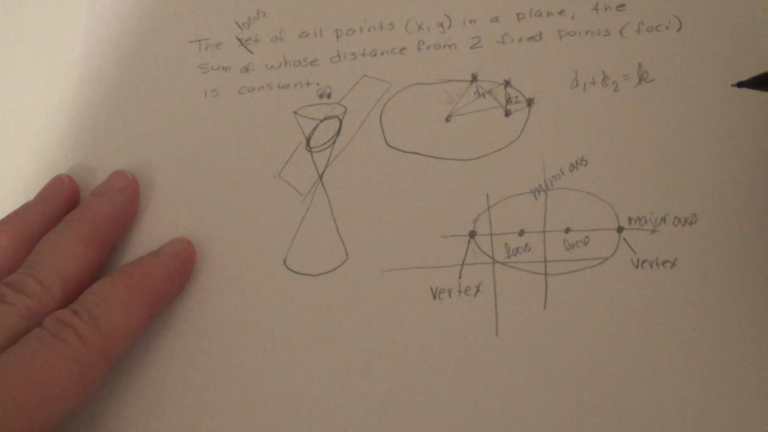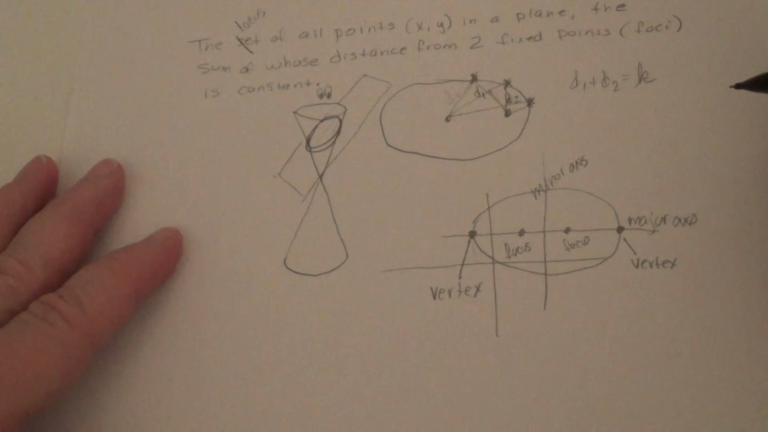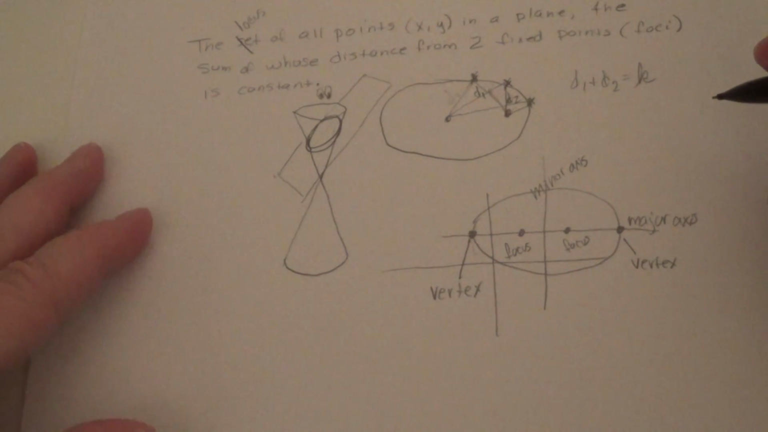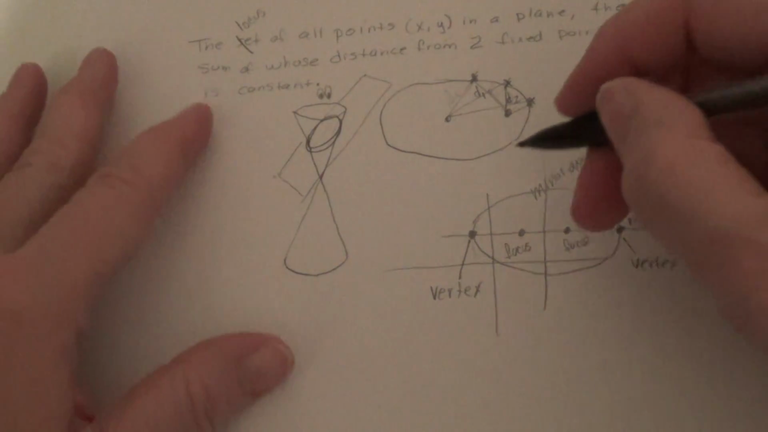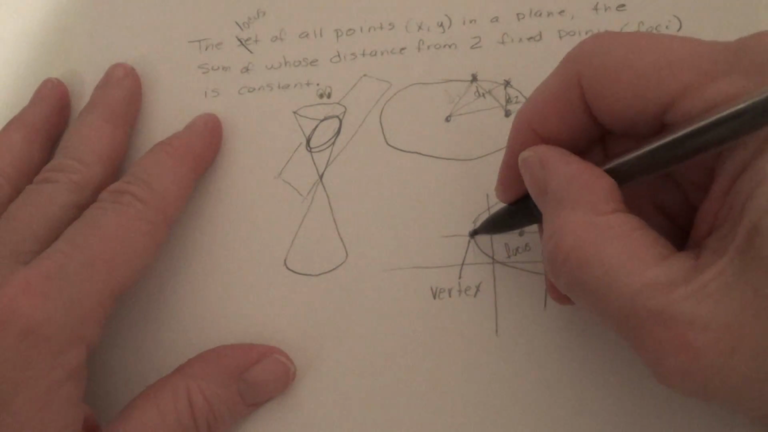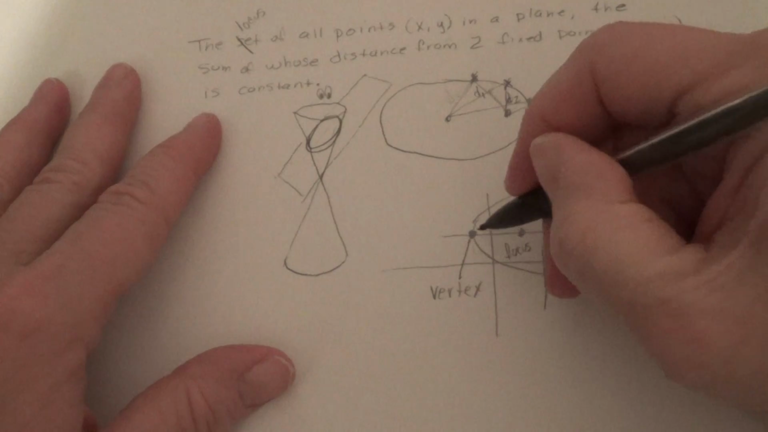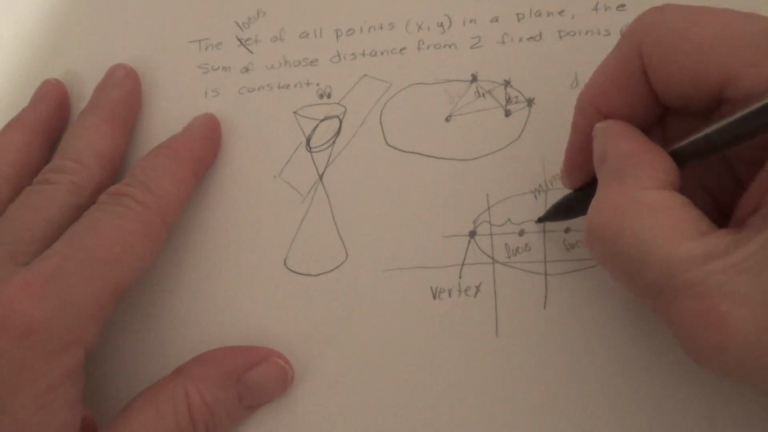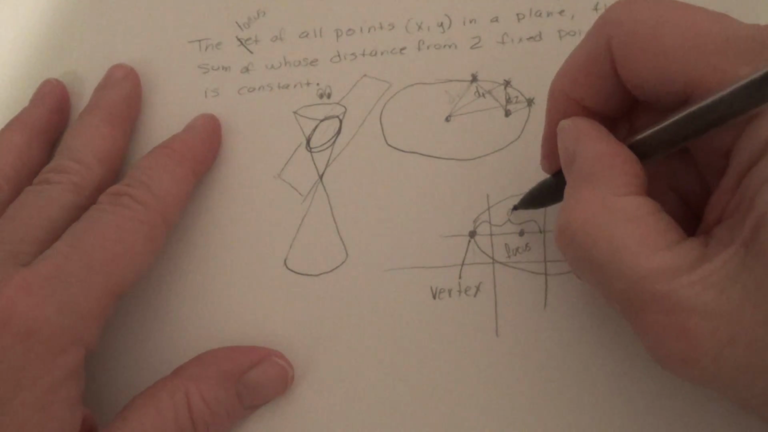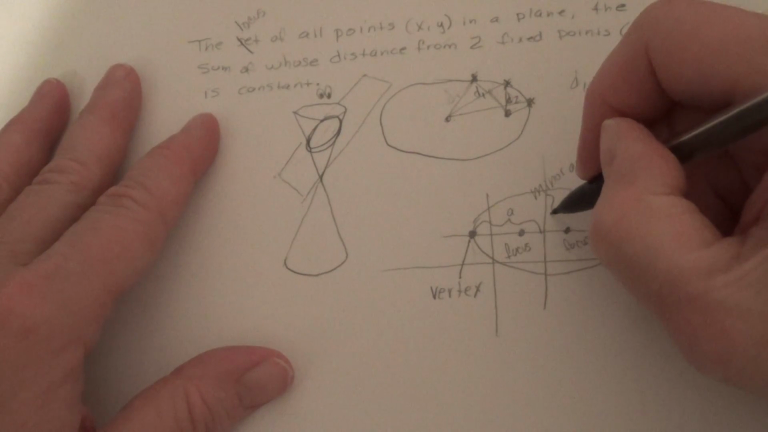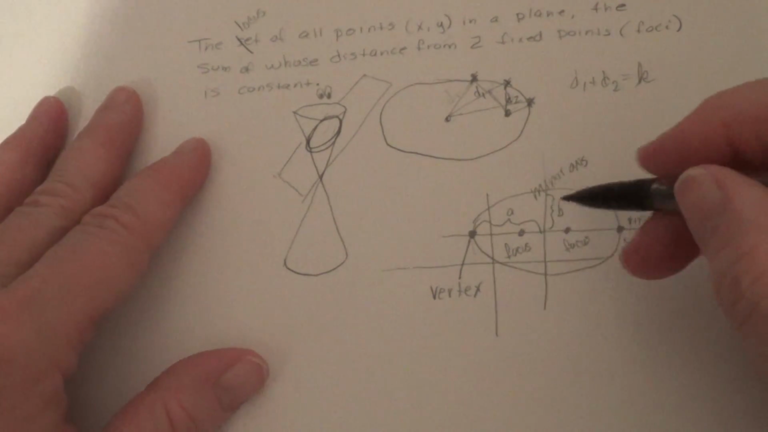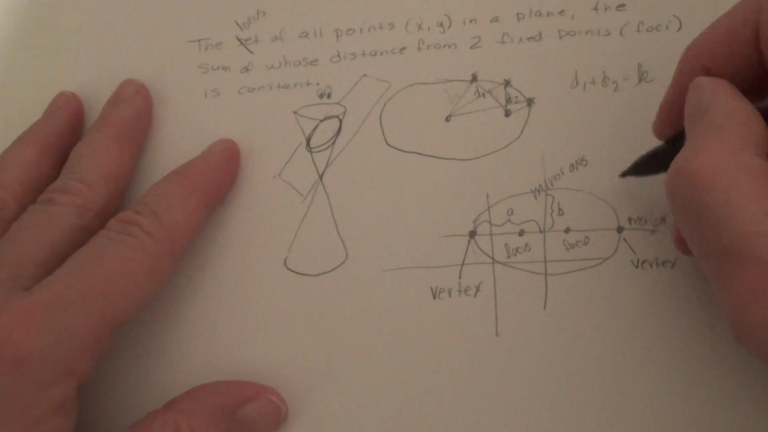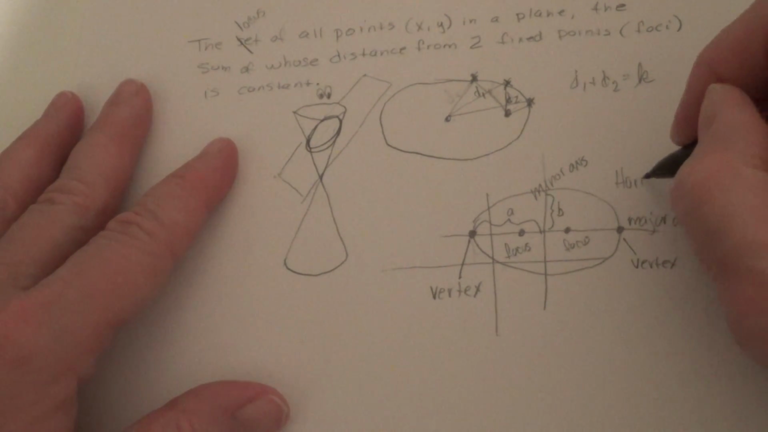What else do we need to know about this? The only other thing is there are some distances. The distance from here to here, I'll draw it like that, is called A, and from here to here is called B. This ellipse is a horizontal one.